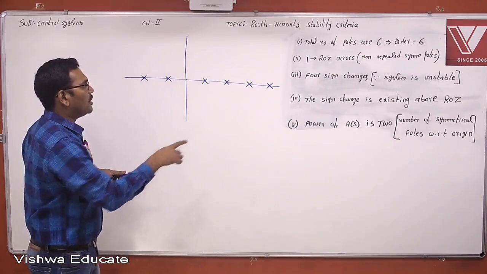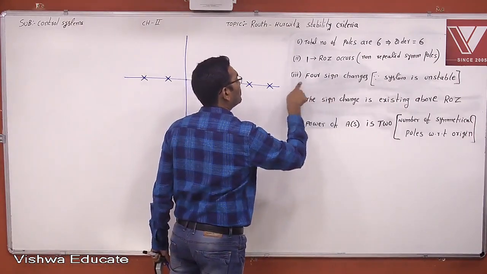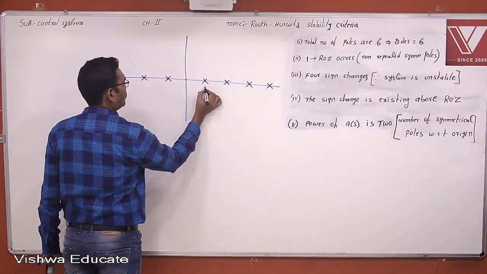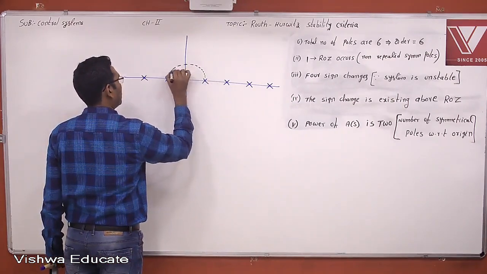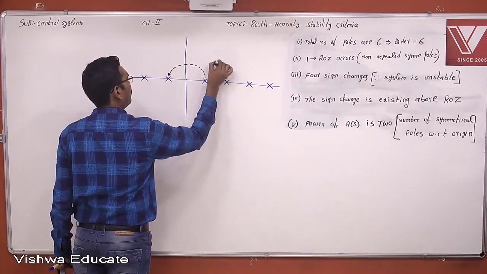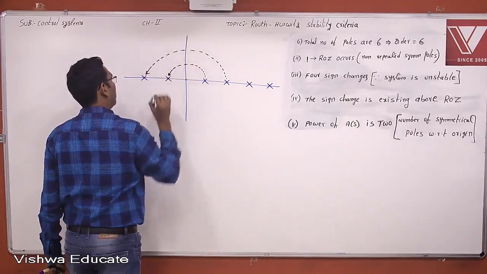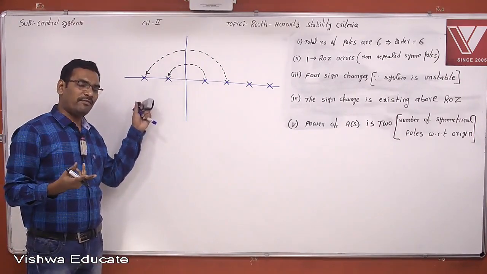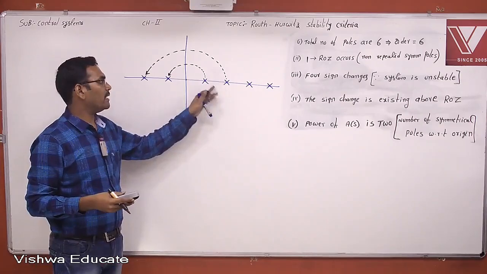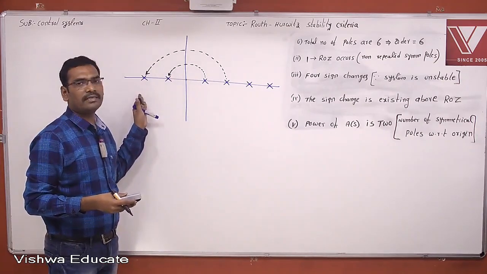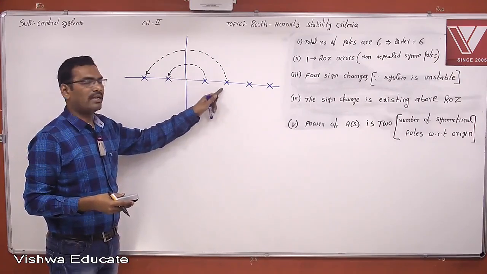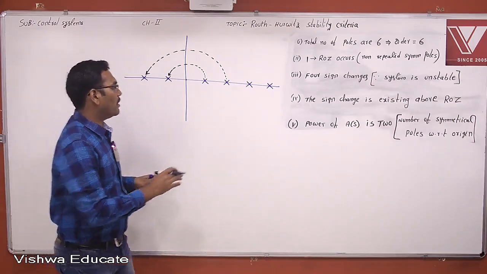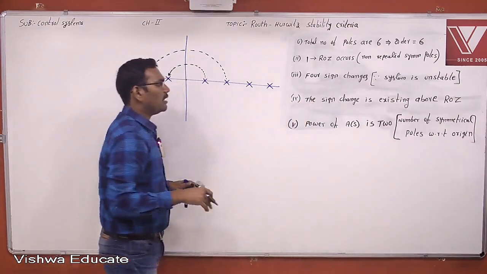Now, how many sign changes exist in total? 4 sign changes exist. In that, let us assume this is one pole and there exists a symmetrical pole here, and this is one pole and there exists a symmetrical pole here. Now 2 poles on the right hand side, then there exists a symmetrical pole on the left hand side. So the 2 poles on the right hand side and their corresponding 2 poles on the symmetrical left hand side mean that the sign changes exist below ROZ.